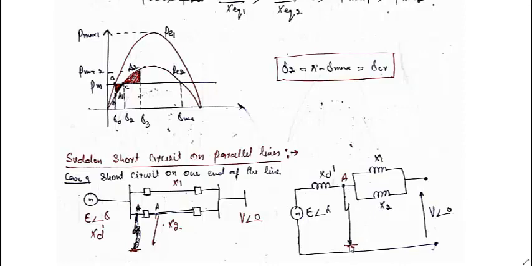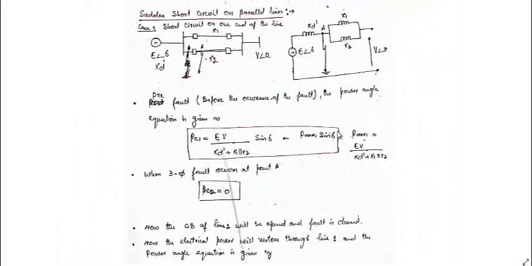Let us first calculate the electrical power before the fault occurs. That's the normal operating system.